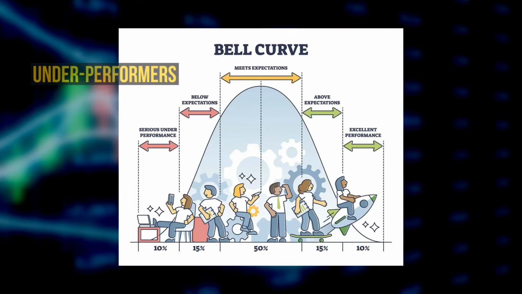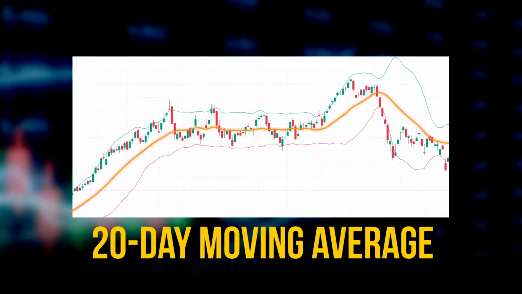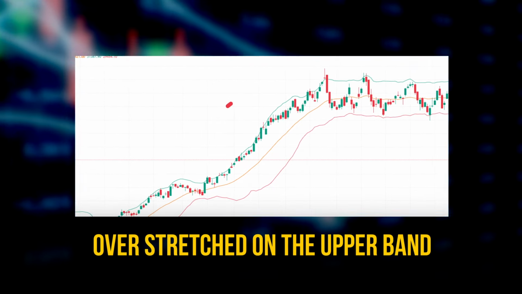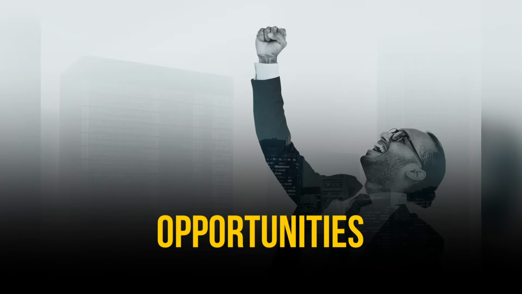In financial markets, when we apply the same concept, the expectation would be that most times prices would be trading around the midpoint, that is the 20-day moving average. There would be times when the prices move too far up, making them overstretched on the upper band, and there would also be times when prices move too far down, making them overstretched on the lower bands. This is what provides opportunities for a trader.